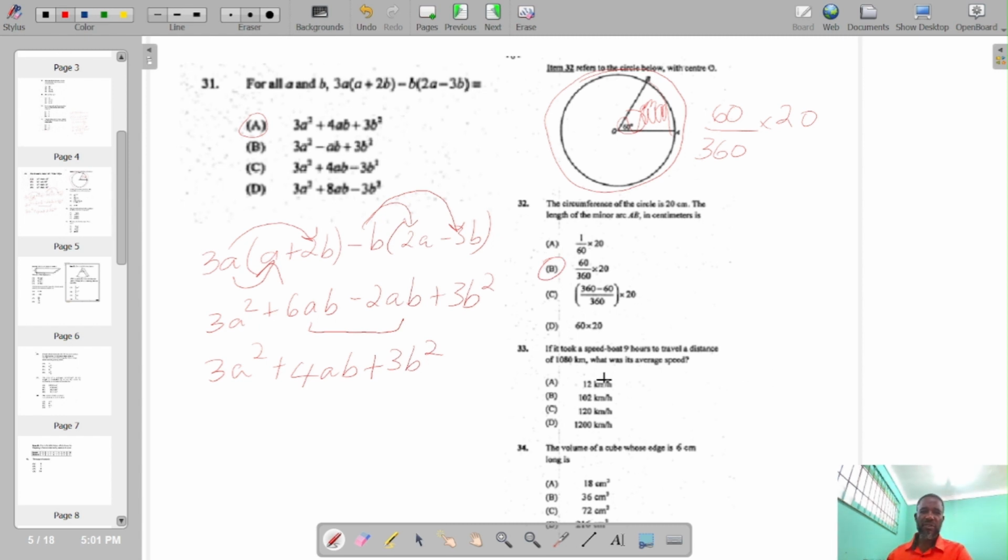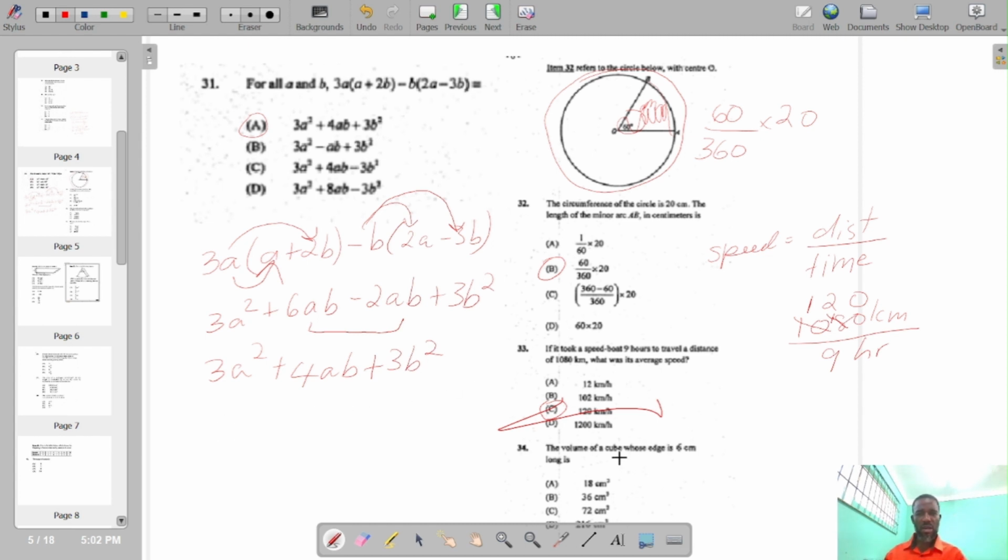It says if it took a speedboat 9 hours to travel a distance of 1080 kilometers, what is the average speed? So we know that speed is equal to your distance traveled divided by the time taken. So it traveled 1080 kilometers, and it did it in a time of 9 hours, right? So we're going to say 9 into 10 will go 1 time, remainder 1. 9 into 18 will go 2 times, so that's 120 kilometers. So therefore our answer there is 120 kilometers.